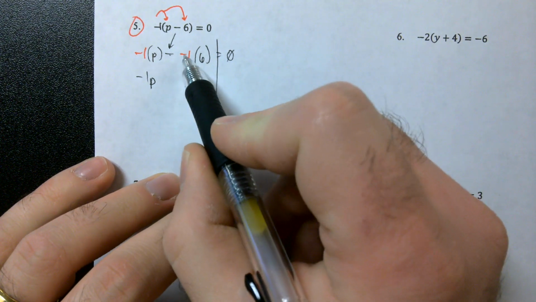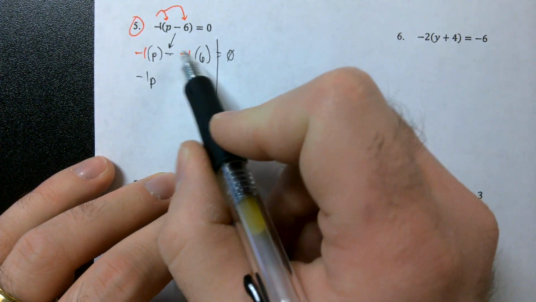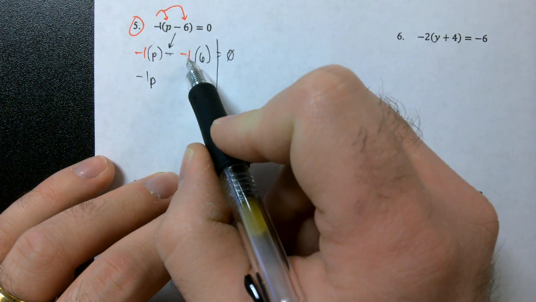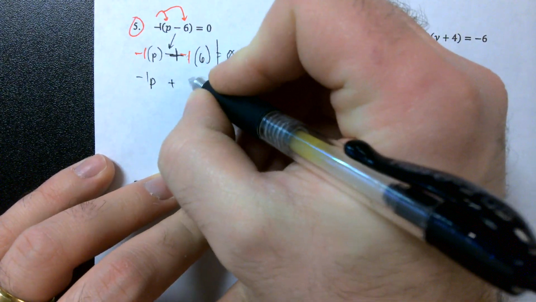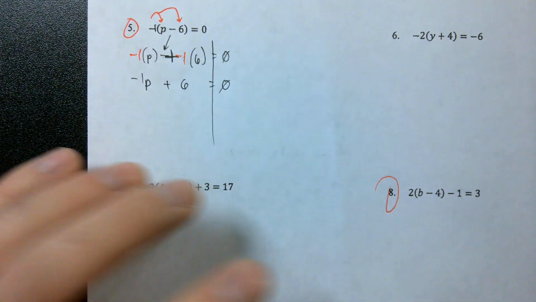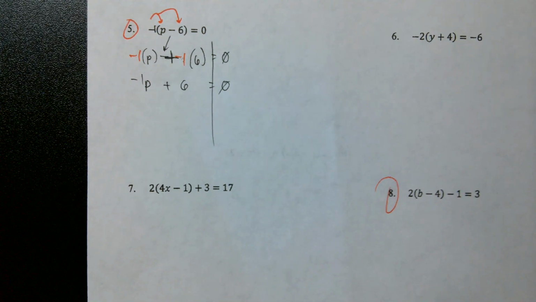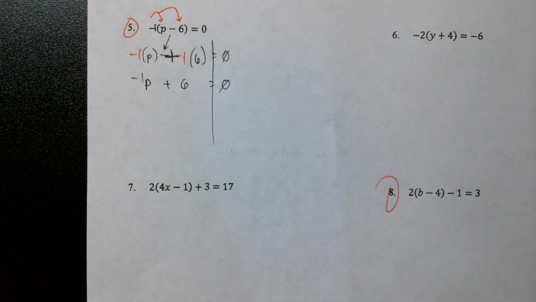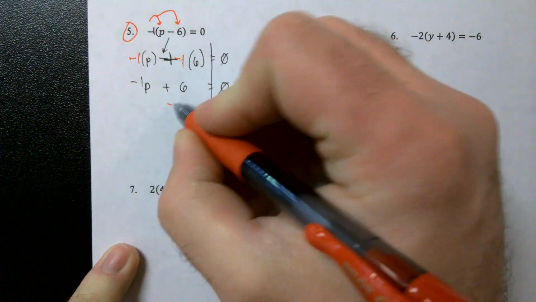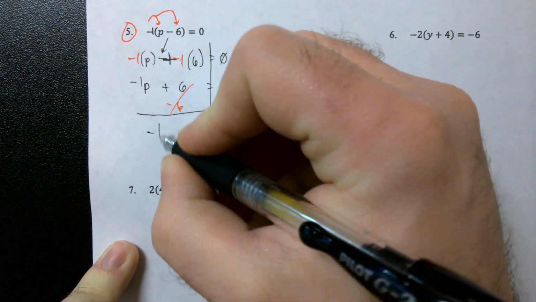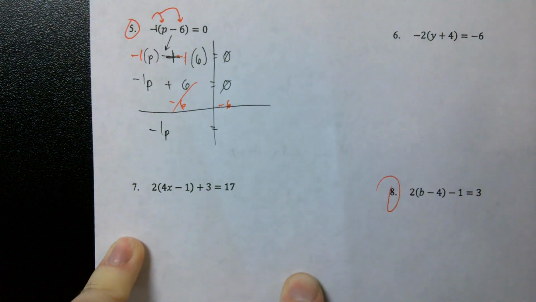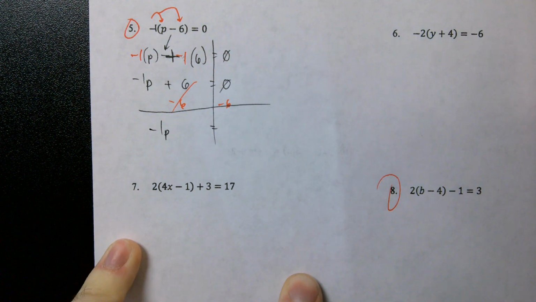Now what happens when I have two minus signs right next to each other like this? What do those two minus signs make? A plus. A big old positive. 6 equals 0. Alright, I'm going to subtract my 6 now. What's 0 minus 6 equal to? Just 6?